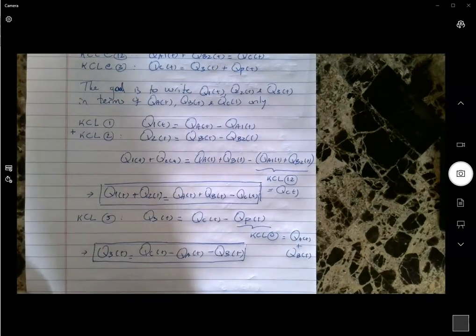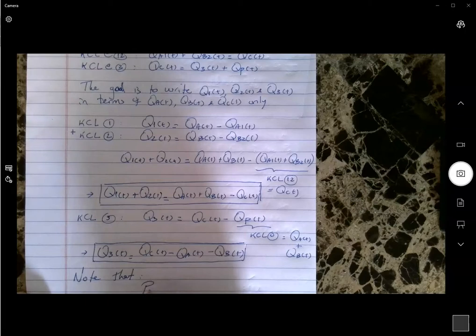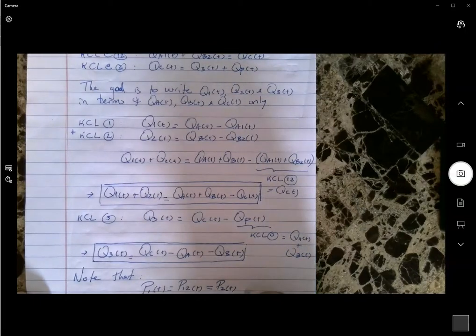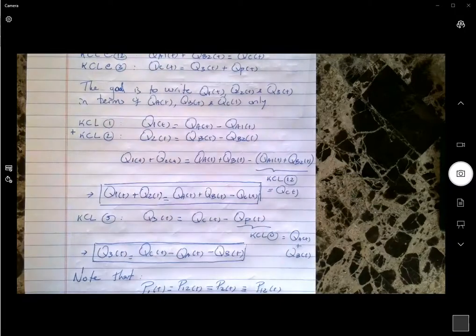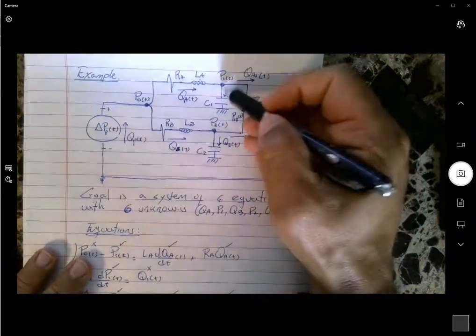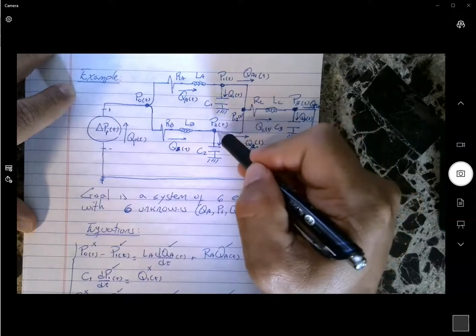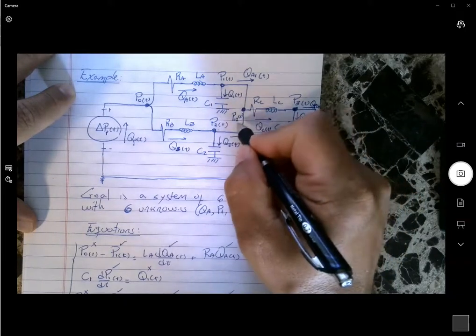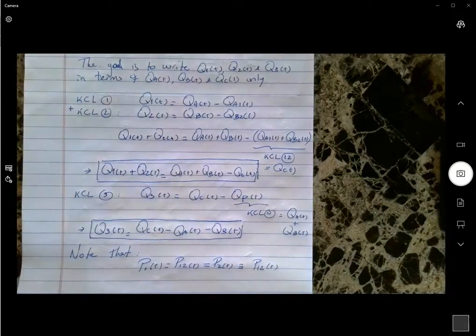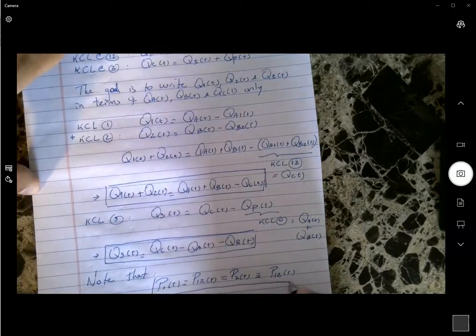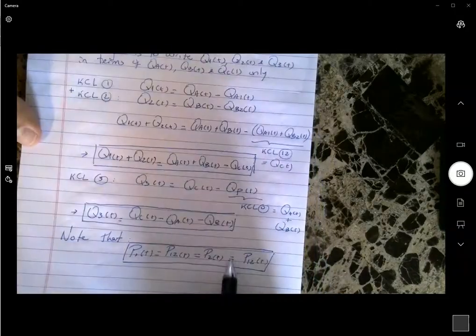Also, note that P1 is equal to P12, which is equal to P2, and we're just going to call these P12. So if we look back at the circuit, this pressure here is equal to this pressure here. There's nothing in between. This pressure here is equal to this pressure here. There's nothing in between. And therefore, P1 and P2 have to be equal to each other, and we're just going to define those as P12. Okay?